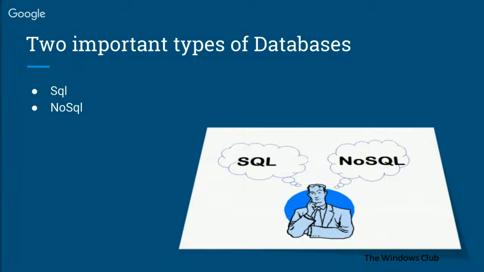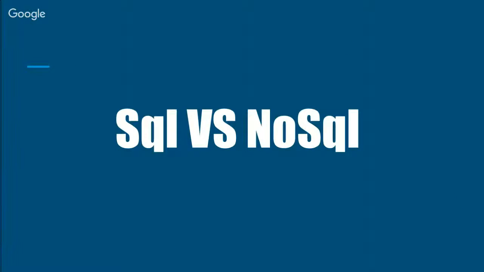More specifically than covering the broad topic of databases, we are going to talk about two important types of databases, SQL and NoSQL. We're going to dive into the worlds of SQL and NoSQL. More specifically, we're going to discuss the differences between the two, as well as the pros and cons of each.